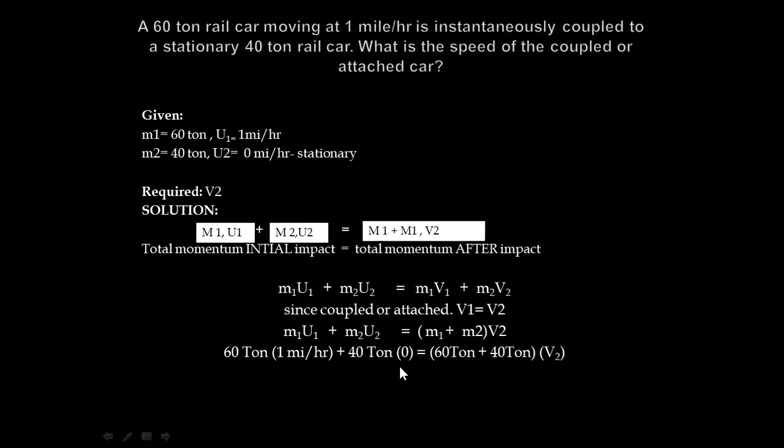Solving now for v2, we have to divide both sides of the equation by 100 tons, which gives us the final answer of 0.6 miles per hour.